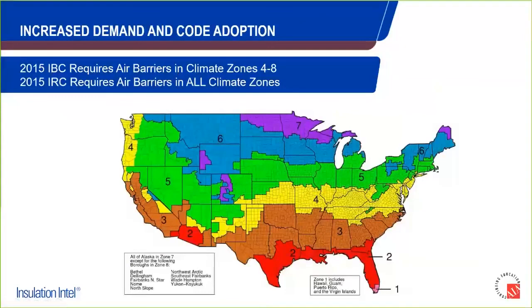So here's the requirements for air barriers in the International Residential Code. It requires air barriers in all climate zones 1 through 8. And for commercial built structures, climate zones 4 through 8. So these are areas where those will definitely be a factor in the assembly.